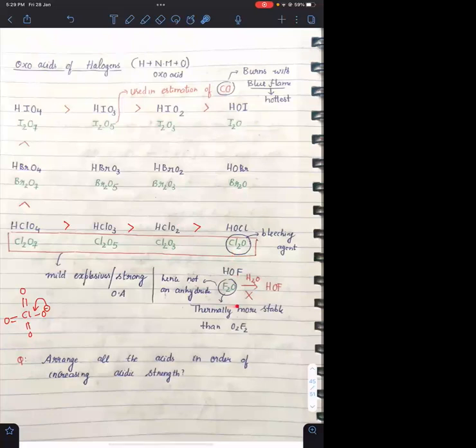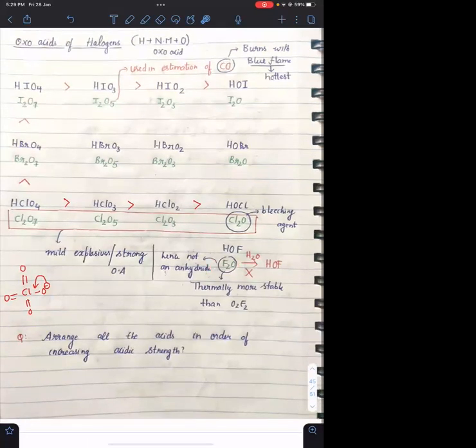एक important point है यहाँ पे. F2O, it is not considered as anhydride of HOF. Reason being, इन सबको पानी में मिलाए तो आपको HOCl, HClO2, HClO3 ये सब आएंगे. But F2O को पानी में मिलाए तो आपको HOF नहीं मिलता है. Hence, it is not considered as an anhydride of HOF. Is that clear? Okay. F2O, it is thermally more stable than O2F2. एक extra point लिखा है. Remember this.